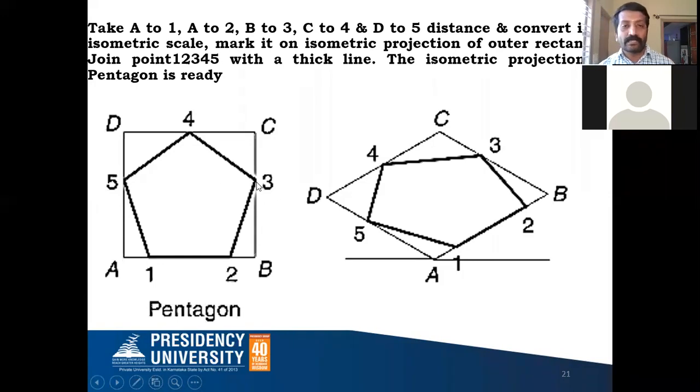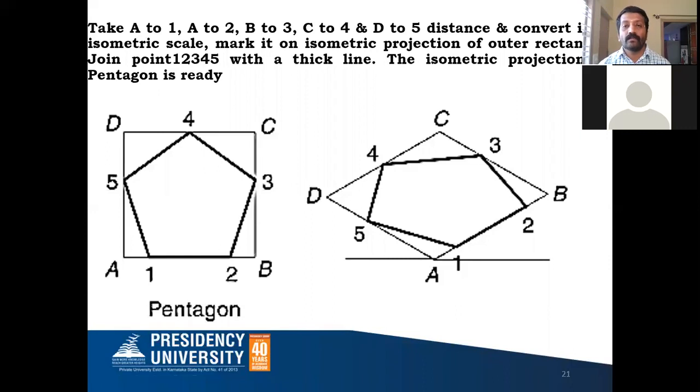Similarly, to get 3, you can take the B to 3 distance on the BC line. From this as center you can cut, and you will get 3. The A to 5 and B to 3 distances are the same. The A to 5 distance you can cut on the AD line, and you will get 5. And the D to 4 and C to 4 distances are the same, so you can take either distance D to 4. From this D you can cut the DC line, and I will get 4 also.